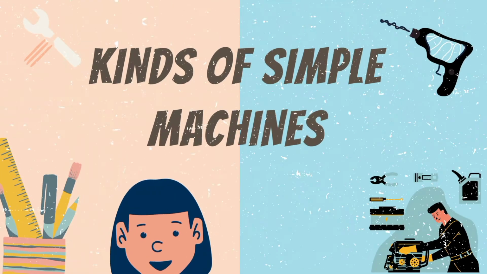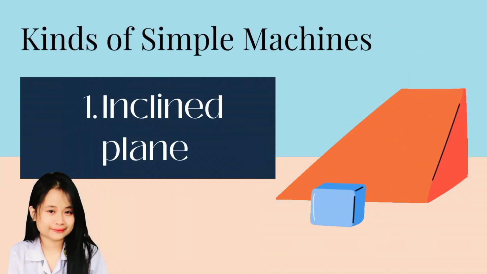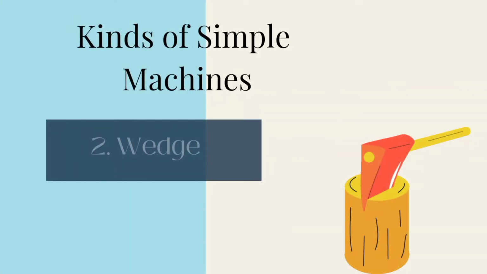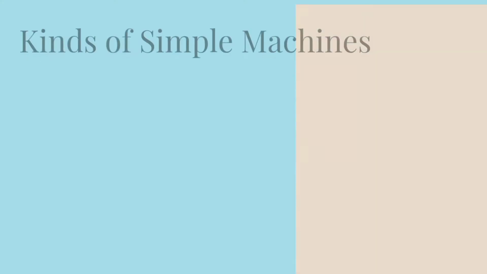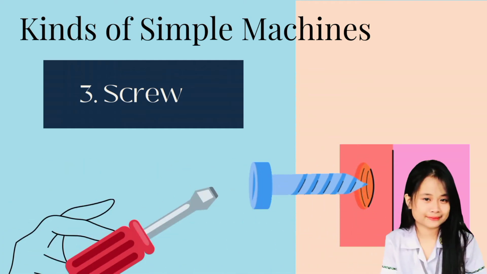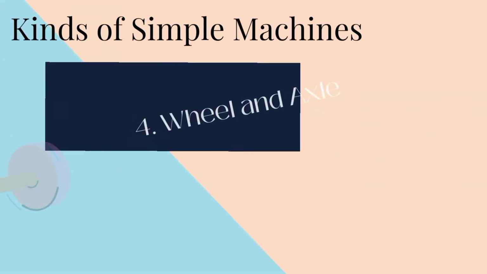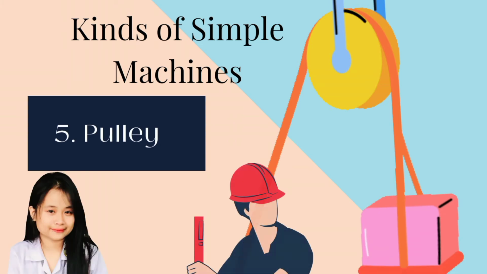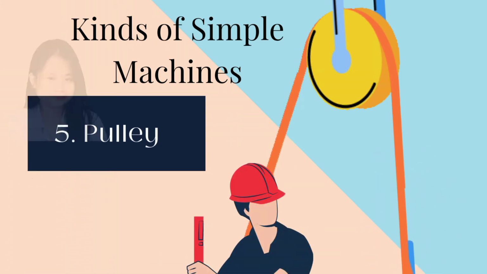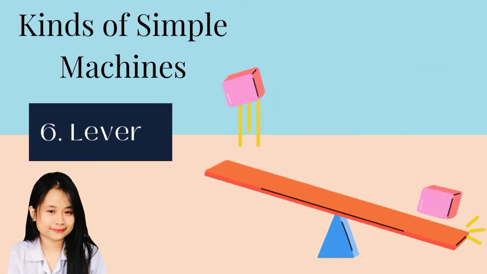These are the kinds of simple machines. 1. Inclined plane. 2. The wedge. 3. The screw. 4. Wheel and axle. 5. Pulley. And 6. The lever. Those are the kinds of simple machines.